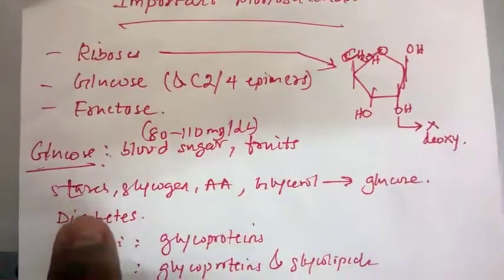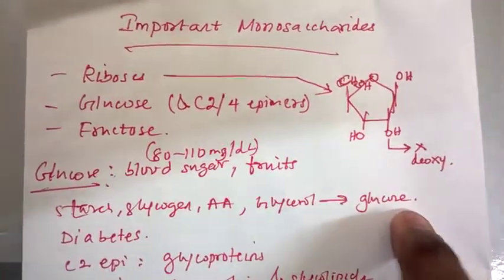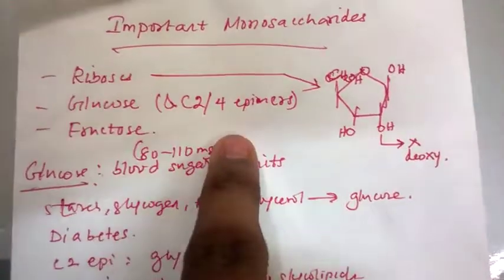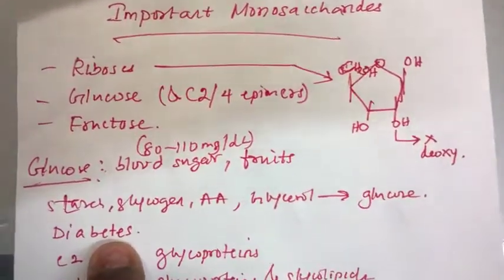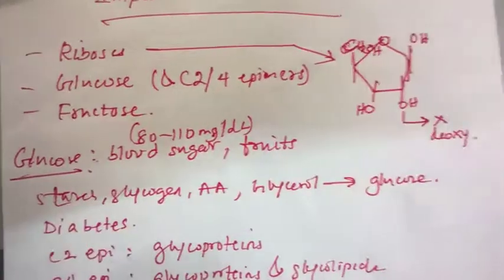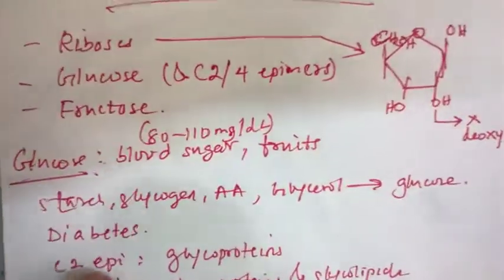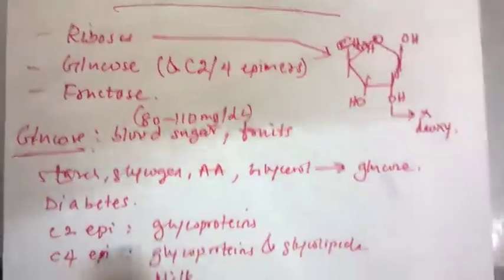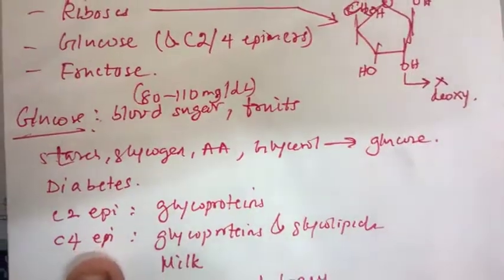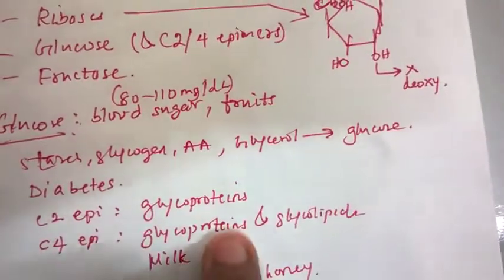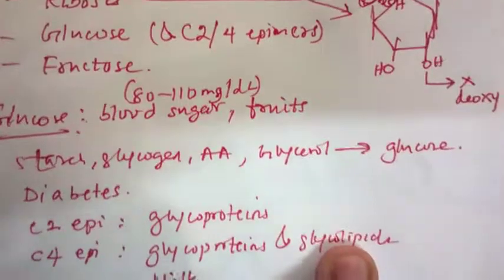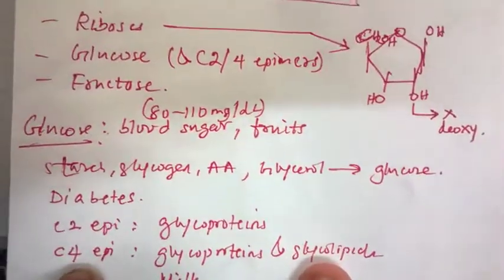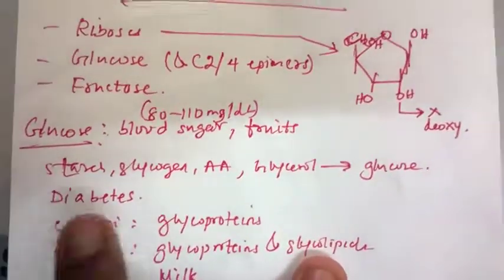If you have an excess amount of glucose, or if your blood sugar goes beyond this range, you're going to have the condition known as diabetes mellitus. Now let's look at the C2 epimer. That's mannose. Mannose is involved in the formation of glycoproteins, while the C4 epimer is involved in the formation of glycoproteins as well, but also glycolipids. And the C4 epimer, I told you, is lactose. So the lactose is there, it means it's going to be in the milk.